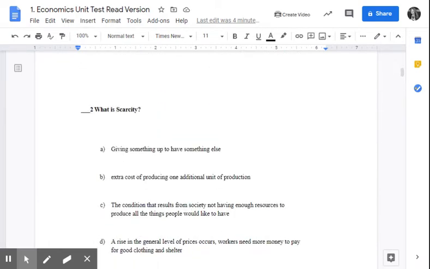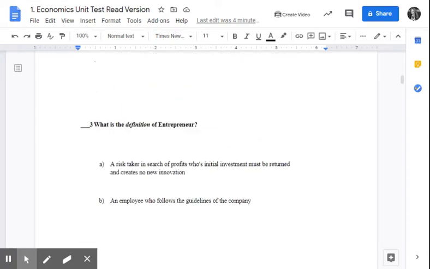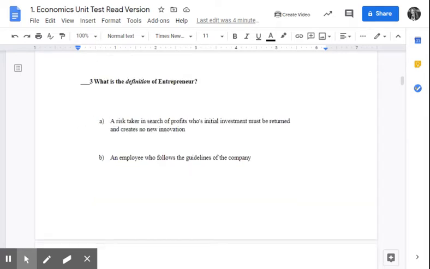A, giving something up to have something else. B, extra cost of producing one additional unit of production. C, the condition that results from society not having enough resources to produce all the things people would like to have. D, a rise in the general level of prices occurs workers need more money to pay for good clothing and shelter. 3, what is the definition of entrepreneur?